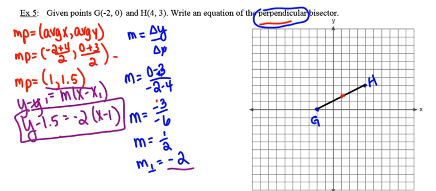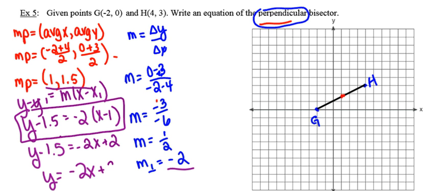And again, if I want to leave it like that, I'm all good. If I want to, I can go ahead and distribute so that I can put it in the form y equals mx plus b, and then add 3/2 to both sides. So whichever form you're comfortable working with, that's the form that we're going to go with.